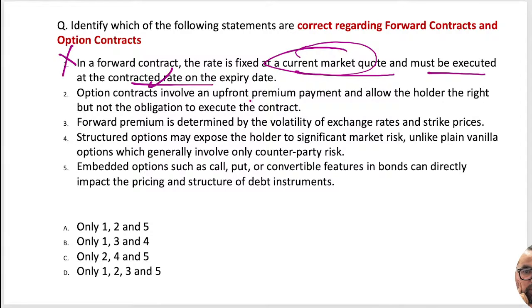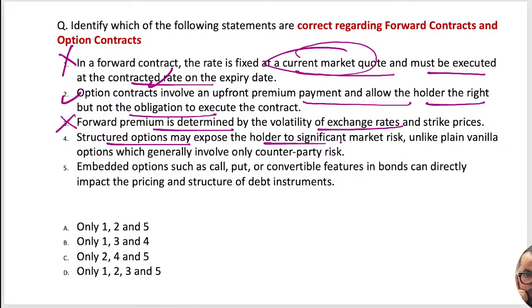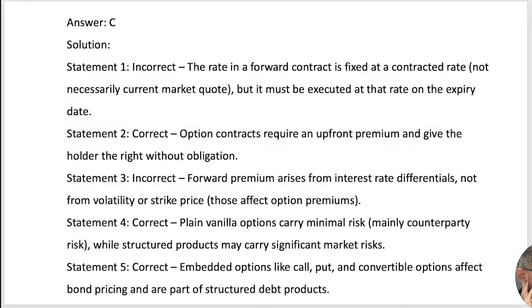Option contracts involve an upfront premium payment and allow the holder the right but not an obligation. The option premium is determined by the volatility of the exchange rate and the strike price, okay. Forward premium is determined by the interest rate differential. Structured options may expose the holder to significant market risk, unlike this. This is a repeated question, I guess. Embedded option, call option, put option, yes. So 2, 4, 5 means option C will be the right answer for this particular one.